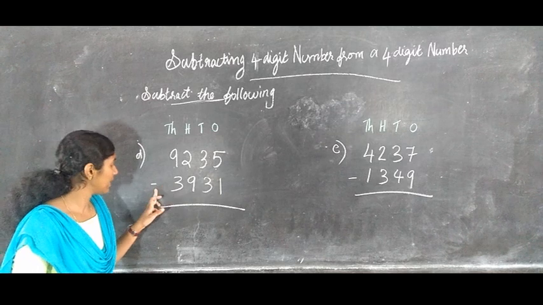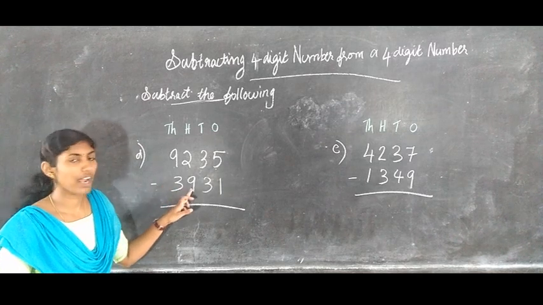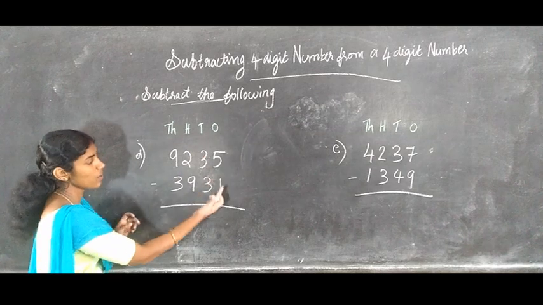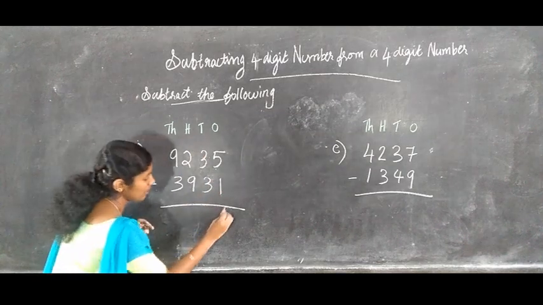Then next question, D, 9235 minus 3931. So subtract the ones. 5 minus 1, 4.